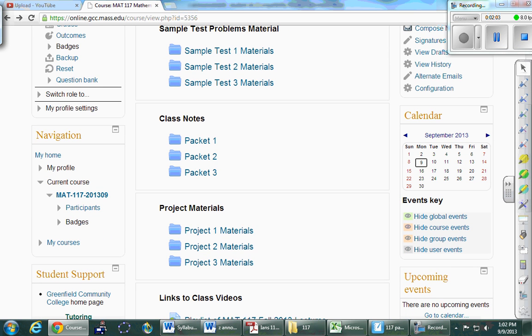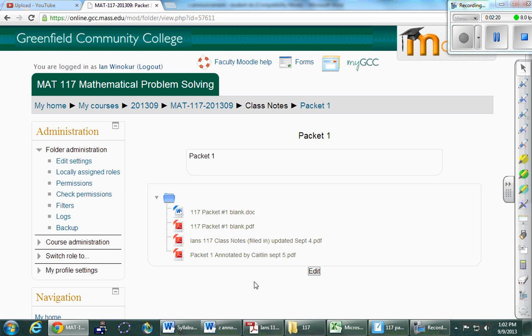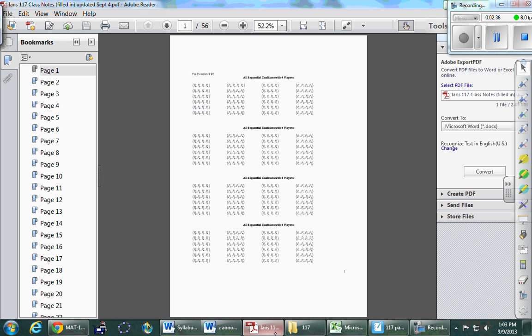Number 1, if you go into the class notes folder and you click on packet 1, you will see a few documents listed. And inside of packet 1, there will be a PDF. There it goes. So there's the blank Word document we're working off of, also available as a PDF if that's easier for you. But I want to point to this 3rd document. It says Ian's 117 class notes filled in, updated September 4. That was the class that we had the other day. I already downloaded that PDF from that website. It's the packet that you have already.